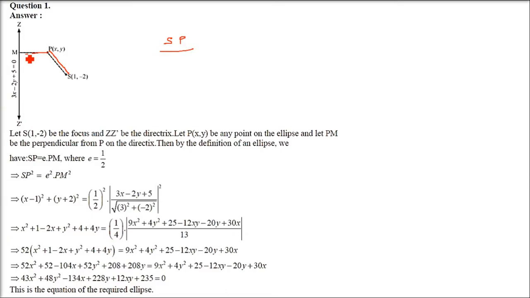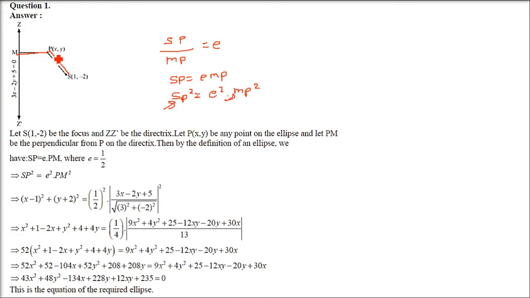So this distance, which is your SP, the distance of this point from the focus, and the distance of this point from the line, which is MP or PM, is E. So what we will do, we'll cross multiply it. SP equals E into MP, we'll square it. SP square equals E square MP square. So this is for each and every conic section, please remember.